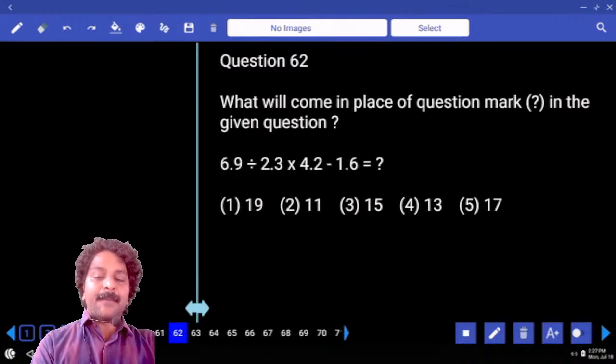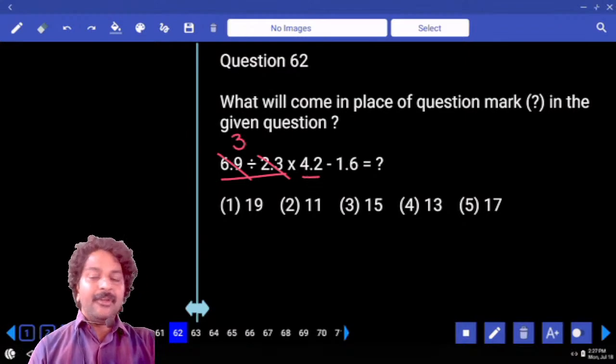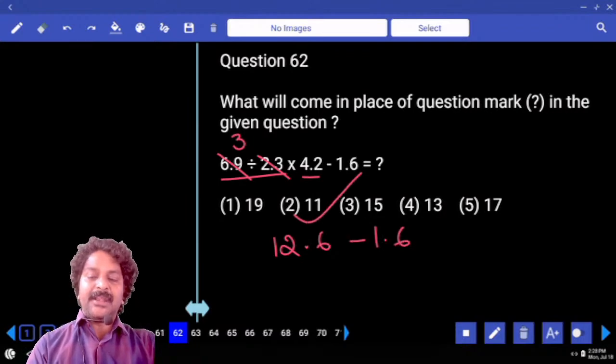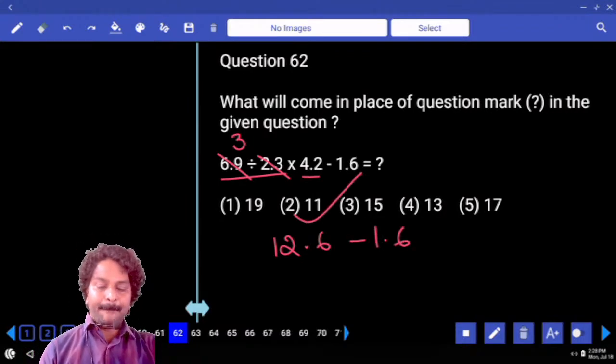Now let's first complete this division. 2.3, how many times? 3 times. Into 4.2 we have 4 into 3, 12. 0.2 into 3, 6. From this 1.6 is subtracted. Answer 11.